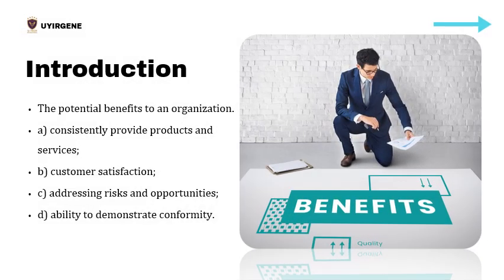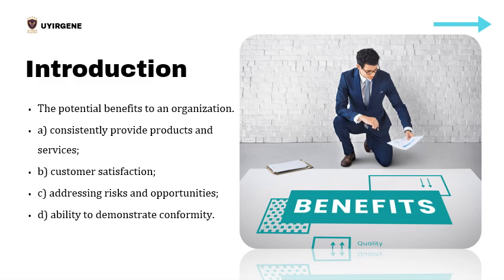The adoption of a quality management system is a strategic decision for an organization that can help to improve its overall performance and provide a sound basis for sustainable development initiatives. The potential benefits to an organization of implementing a quality management system: the organization's ability to consistently provide products and services that meet customer and applicable statutory and regulatory requirements.